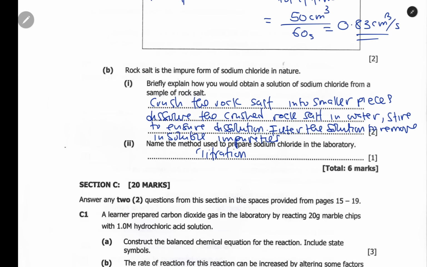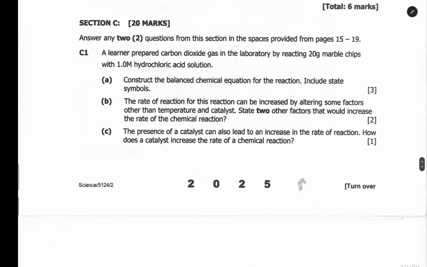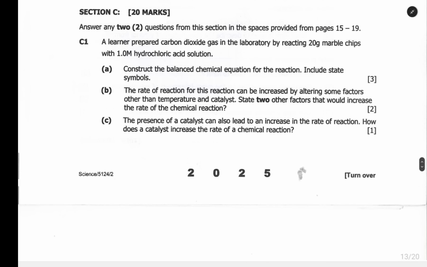We proceed to look at section C now. We are done with section A and section B in exactly 1 hour. Let us look at section C, starting with C1. Another thing I'll update you on is that you write from the paper this time around, so read the instructions.